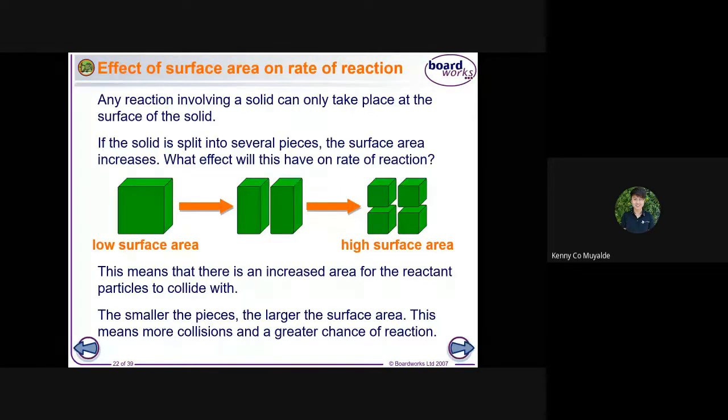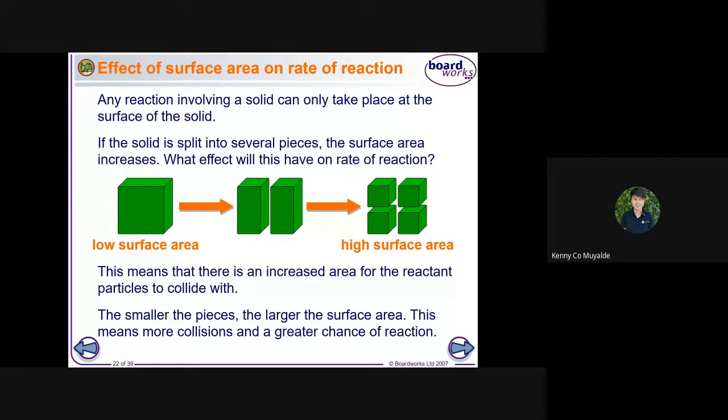Next, surface area. So any reaction involving a solid can only take place at the surface of the solid. Okay? Now, surface area is only applicable for solids. So for example, we have this block. Ang kanyang surface area lang ay yung kanyang mga sides lang. So since this block has 6 sides, yun lang yung surface area niya.